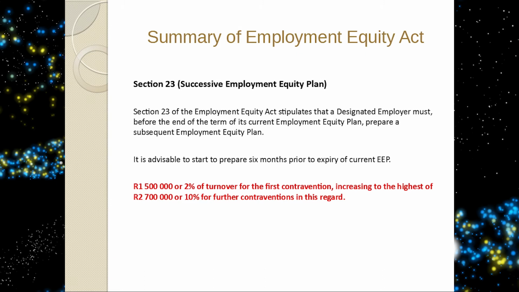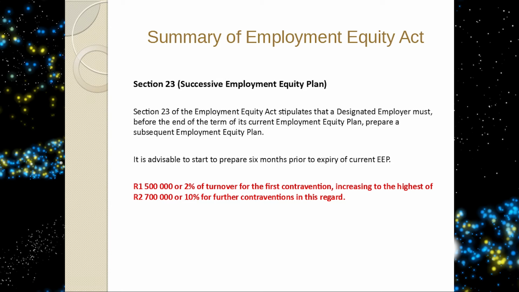Section 23: before the end of your current EE plan, you have to start to prepare a new EE plan. It's advisable, colleagues, to do so 6 months prior to the expiry of your plan. So let's assume our plan at EECMS will expire the 31st of December 2020. Today it's the 10th of July. So it's advisable that our team get together and start to prepare a new plan. Because, colleagues, when your plan expires the 31st of December 2020, on 1 January 2021 you must have a new EE plan in place. In other words, if your plan expired 30th of June this year, hopefully you would by now have a new plan that started 1 July.